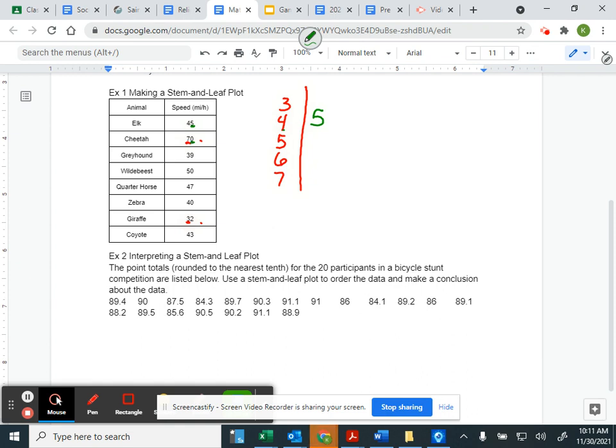So here, for that 0, I'm going to put it across from the 7. For the 9, I'm going to put it across from the 3. For this 0, I'm going to put it across from the 5. This 7 goes across from the 4. This 0 goes across from the 4. This 2 goes across from the 3. And this 3 goes across from that 4.